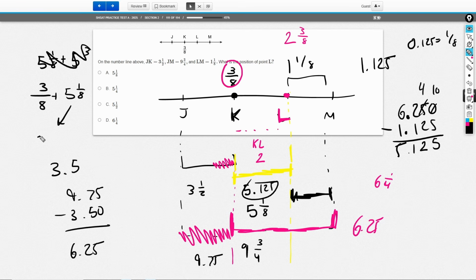So I can set this whole number aside, and I can just deal with the fractions. So 3/8 plus 1/8 is equal to 4/8, which is 1/2. So this is 5 1/2. That's the position, which is choice C.